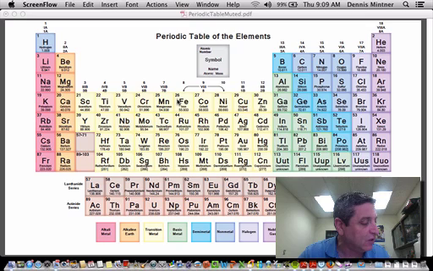Okay, 14. Which of the following would not have one valence electron? Remember, these guys have one valence electron, the alkali metals. So the only one on that list, what number are we on, 14? The only one on that list that is not in this first row is magnesium. All the others are here. So the right answer to that is B, magnesium.